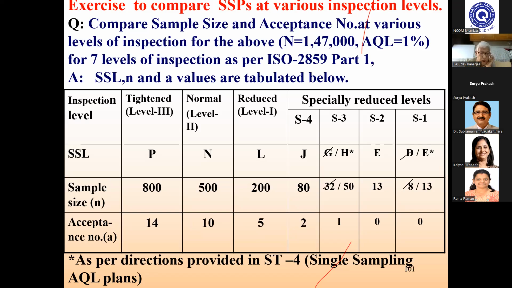Now go to reduced level, level 1. What is SSL? L. What is the sample size? L is 200. What is the acceptance number? At 1%, it is 5. It is written here, you see.